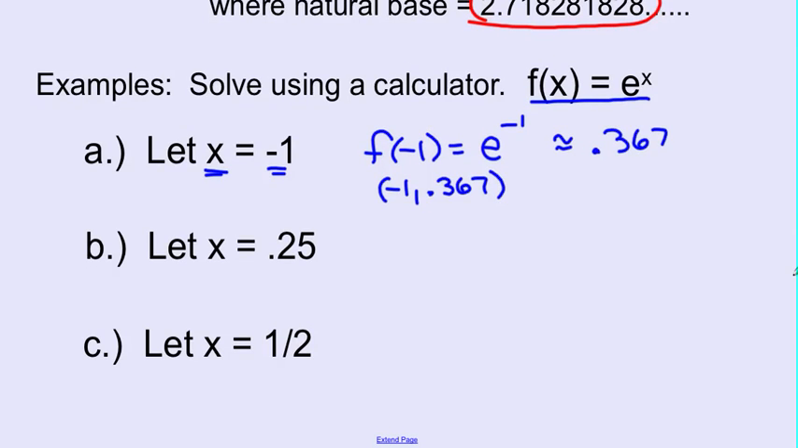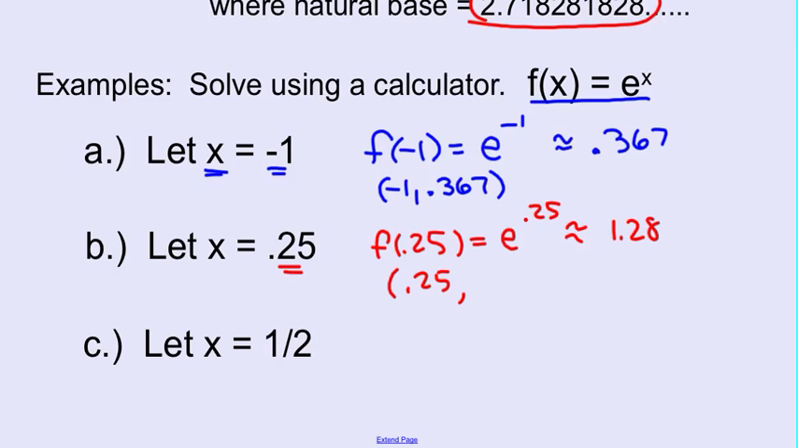Next example, let x equal 0.25. So we say f of a quarter is e to the 0.25. Enter it into your calculator. Second e, what I have to do, and then 0.25. And we get approximately 1.28. So as an ordered pair on the graph, if we were to graph this function, it would be 0.25, 1.28.